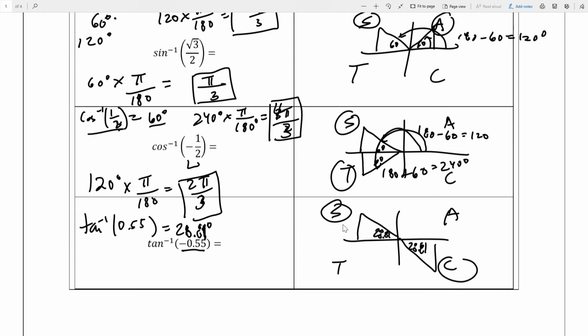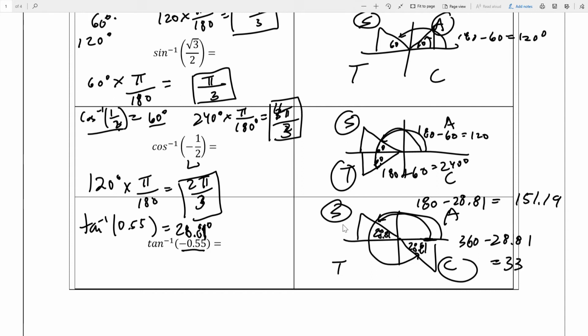So the angle, remember, we measure the angle from this axis. So here it is 180 minus 28.81, which is going to be equal to 151.19. And then the other one is this angle here, so it's 360 minus 28.81, which is going to be equal to 331.19.